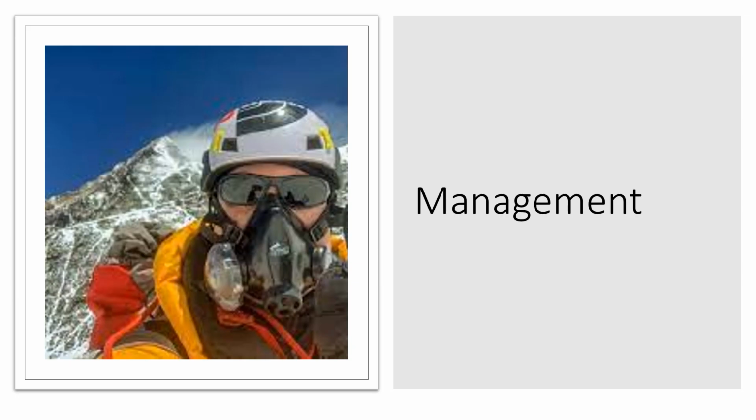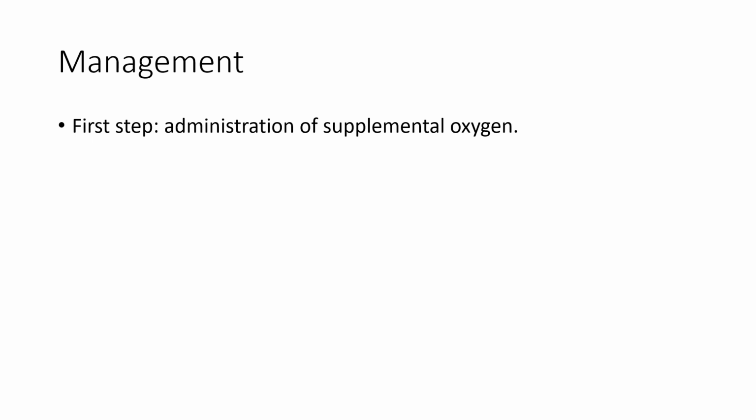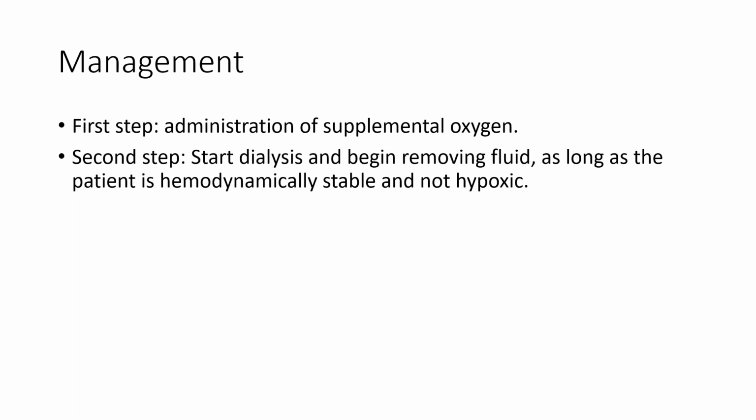Okay, now let's shift gears and discuss briefly the management of shortness of breath. The first step in managing shortness of breath at the dialysis unit, regardless of cause, is the administration of supplemental oxygen. And of course, you all are excellent at this. The second step, as long as the patient is hemodynamically stable and not hypoxic, is to start dialysis and begin removing fluid. Remember that the number one cause of shortness of breath among dialysis patients is volume overload. And the treatment for this is fluid removal with dialysis.